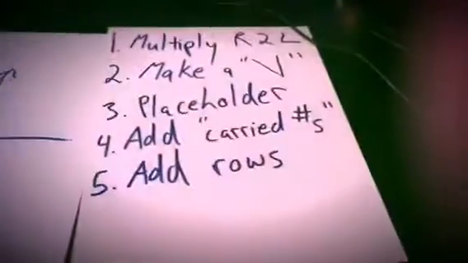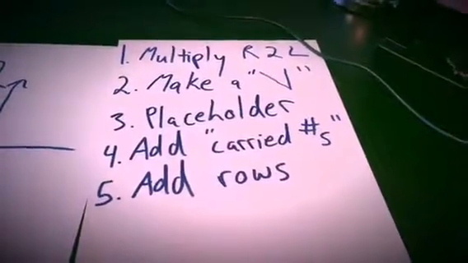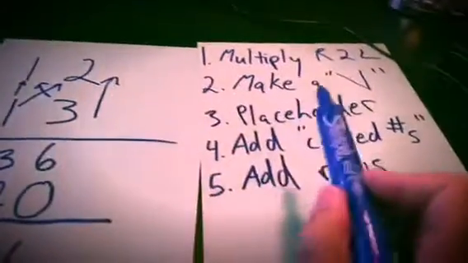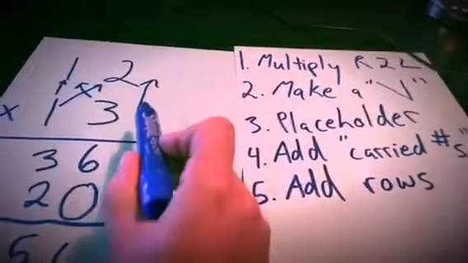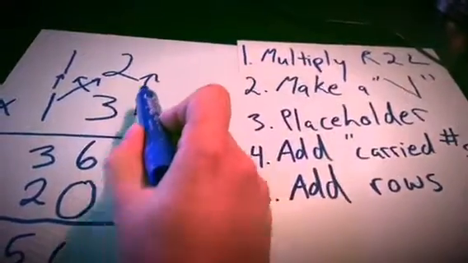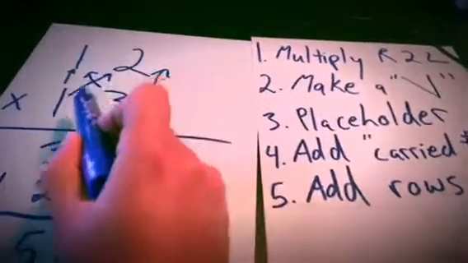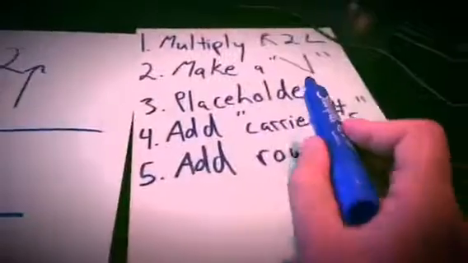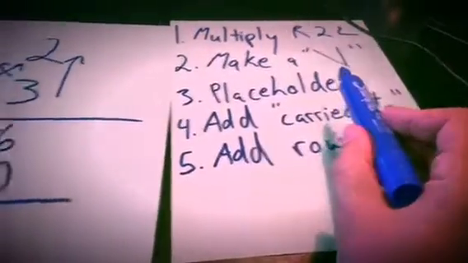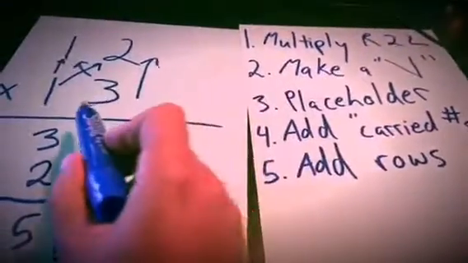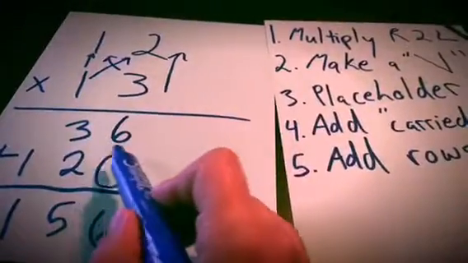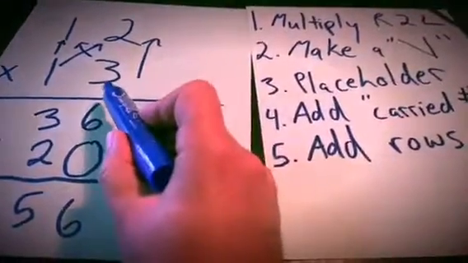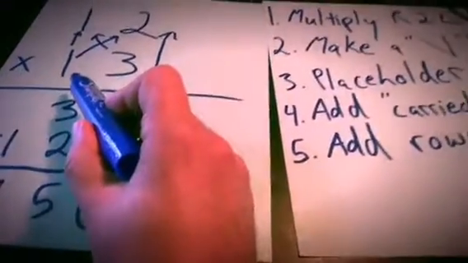And I made a little cheat sheet here, just the basic steps that I did. So I multiplied from right to left, okay? I made a V, okay? If you see here, the V went up and across. This one went across and up. Even though it was backwards, it's still the same process in making a V. The next thing I did was, after I got this answer, I made a placeholder, which is 0, which basically tells me I don't use this 3 anymore, so I move over.